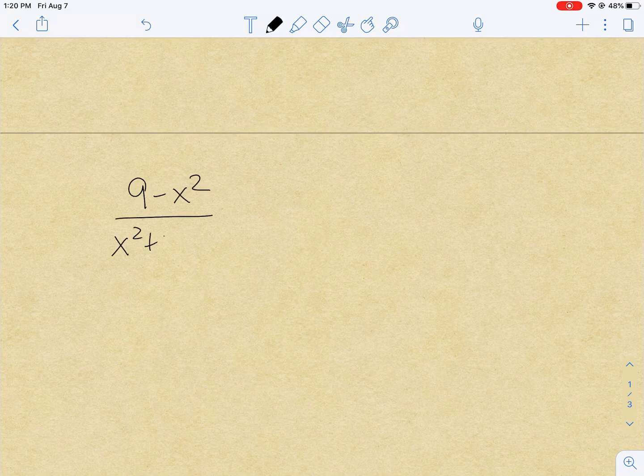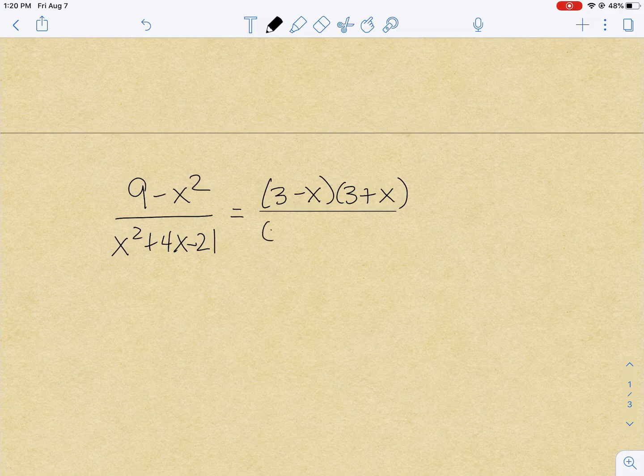Okay, in this problem, again, we're reducing. This is a little extra example for you guys. Number one rule, always look for GCF, which it doesn't look like either one of these has. The numerator, though, looks like a difference of 2 squares. So we can go 3 minus x, 3 plus x.